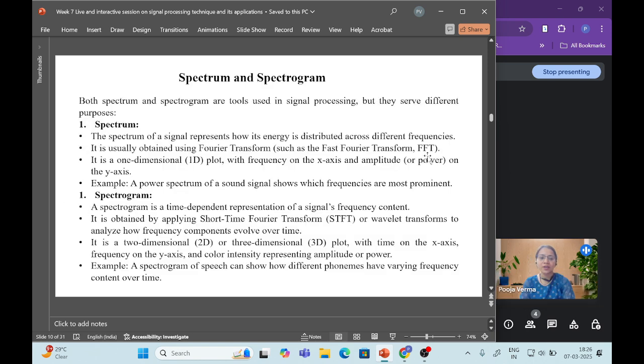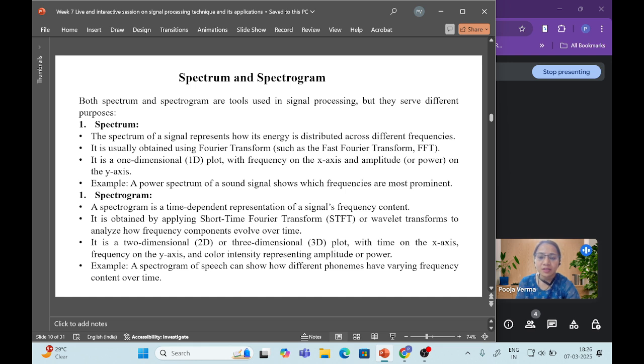Now the next one is spectrum and spectrogram. Basically, spectrum and spectrogram are tools used in signal processing, but they have different purposes. The spectrum of a signal represents how its energy is distributed across different frequencies. Okay, how the energy is distributed across the different frequencies.